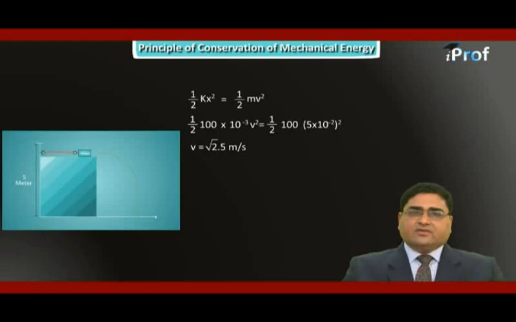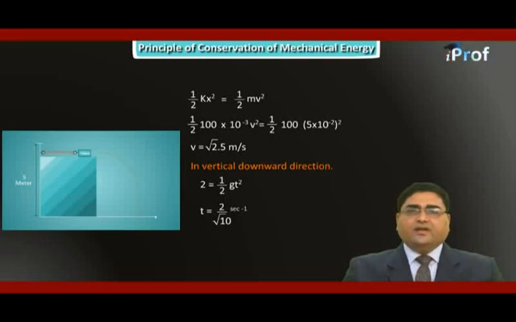Now since the block is to shift by a vertical distance of 2 meter, initial vertical velocity 0, we can apply s equal to ut plus half at square in vertical downward direction. We can write 2 equal to half gt square. So we can find the time. And what is x? x equal to vt. What is v? v can be already found by the above equation. Half into 100 into 10 to the power minus 3, v square equal to half into 100 into (5 into 10 to the power minus 2) square. So x equal to vt equal to 1 meter from the free end of the spring.